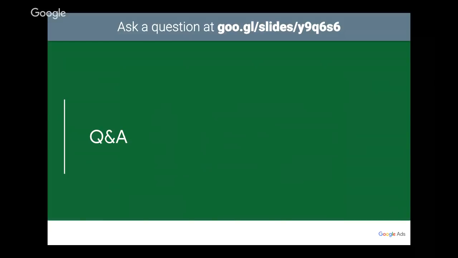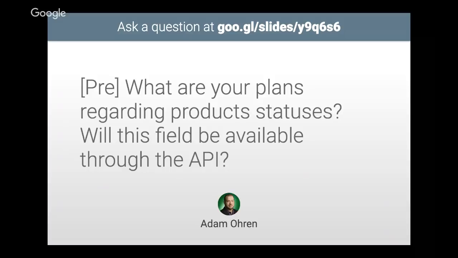Okay. So the first one: what are your plans regarding product statuses? Will this field be available through the API? So product statuses, if I'm understanding this right, I'm assuming you're talking about product statuses for Merchant Center.